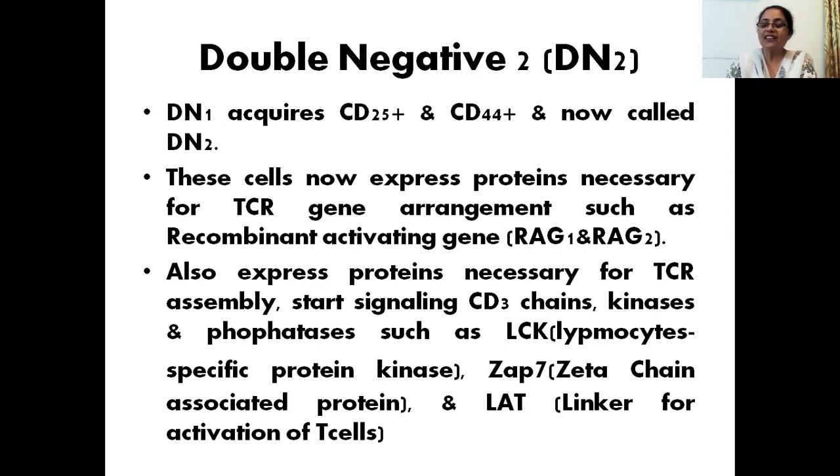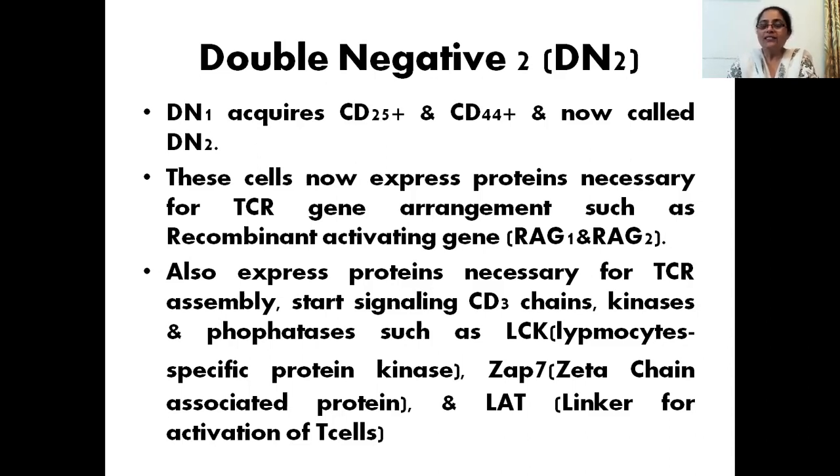These are very important. Cluster of differentiation is very important for T cell development. These are the sites which are very essential for the functioning of T cells. Now, when double negative 1 converts into double negative 2, these steps are there for us to better understand the development and differentiation of thymocytes, that is T cells.